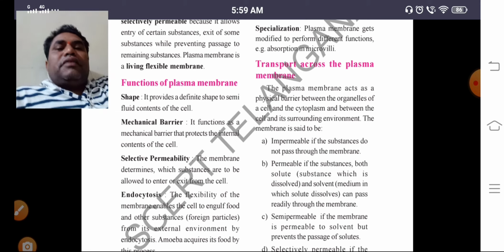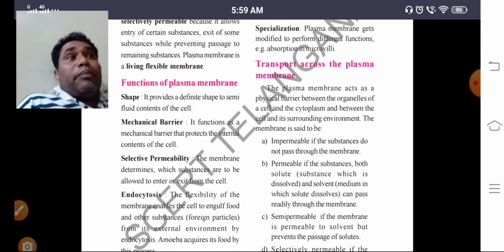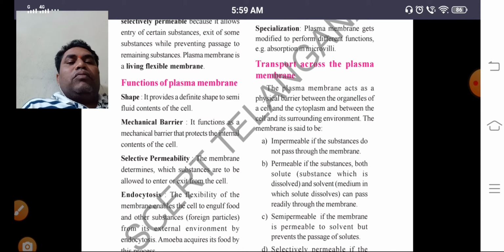Next, another function of plasma membrane is selective permeability, which is most important. It means the plasma membrane will allow only selected materials, either the material which comes from outside of the cell or goes from inside to outside.